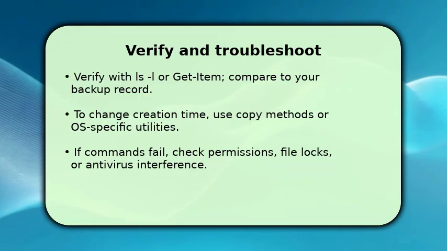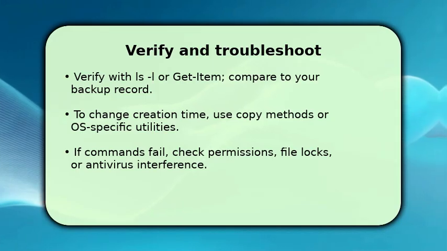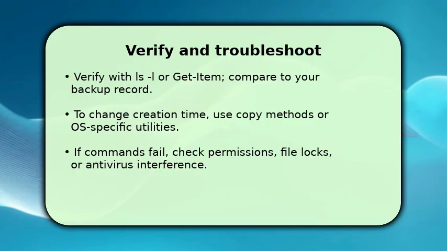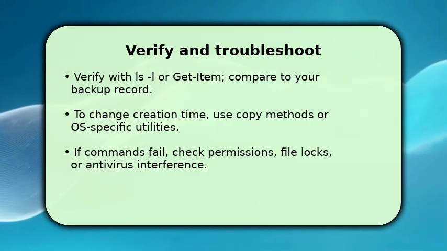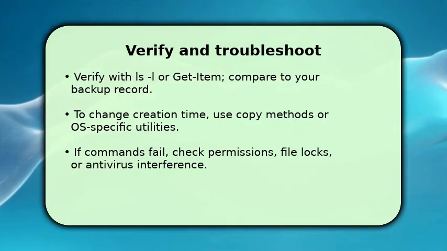If you need to alter the creation time specifically, many systems require recreating the file or using OS utilities such as SetFile or third-party tools. Touch often only affects modification time. If something goes wrong, first check permissions, whether the file is locked by another process, or if security software blocked the operation. Then retry with elevated privileges or adjust locks.